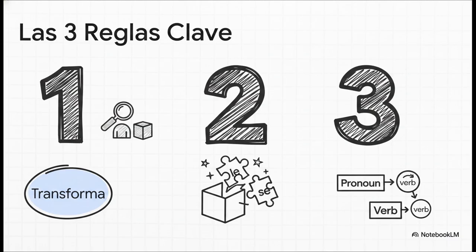Your 3-step plan is this. First, identify your objects using what and to whom. Second, transform le or les into se anytime it would crash into another L pronoun. And third, place those pronouns either before the conjugated verb or attach them to the end of an infinitive or gerund. That's the whole playbook.